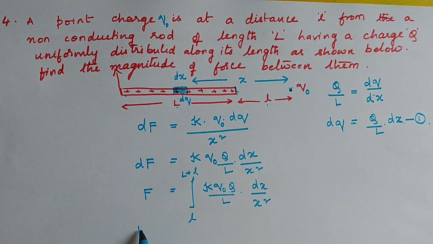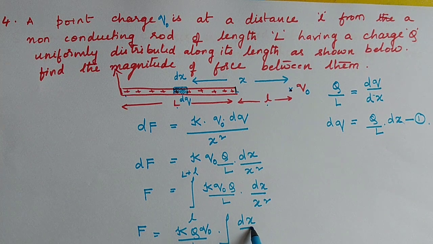Remove all the constants outside. K, Q, Q naught by L comes out. We still have to integrate dx divided by x square.